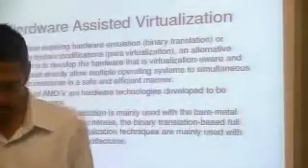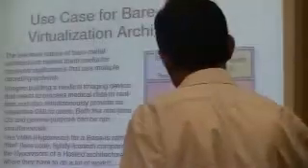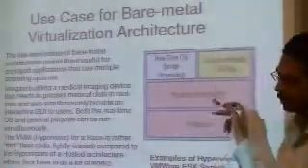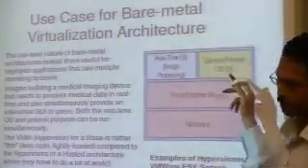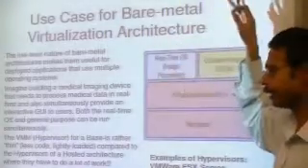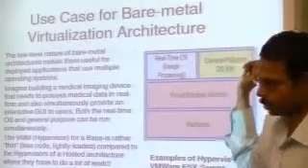So this is normally used for bare metal architecture because you could run any operating system and the hardware will support the virtualization on the top of it. So the hardware assisted virtualization is used for bare metal, whereas the full virtualization and the parallel virtualization are used to implement the hosted architecture.